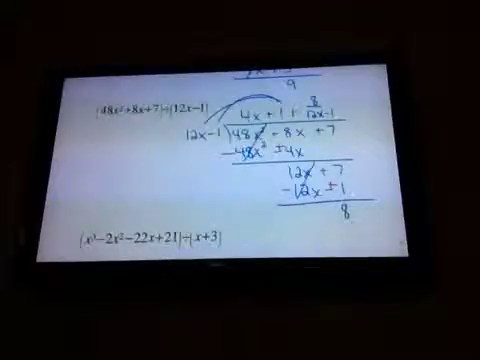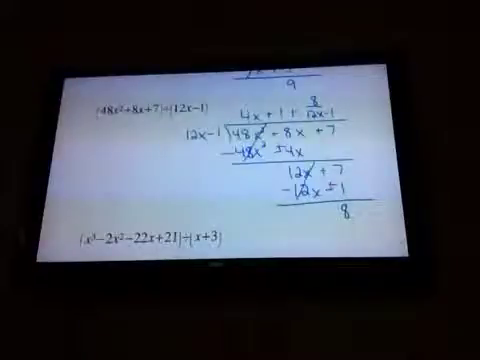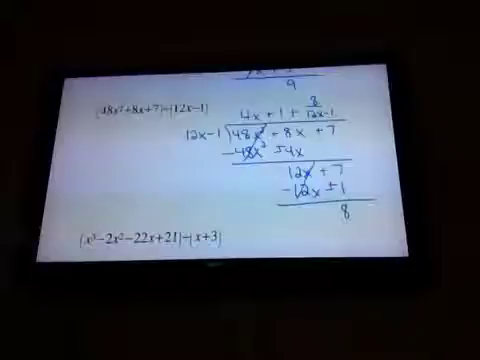Anna? So the numbers on the outside of the division box, that would go underneath the fraction. Correct. Correct.